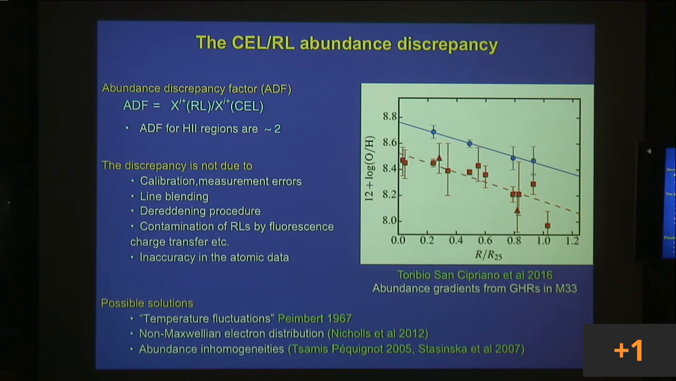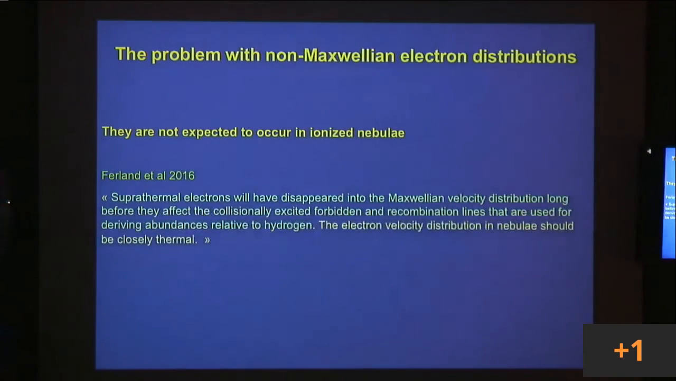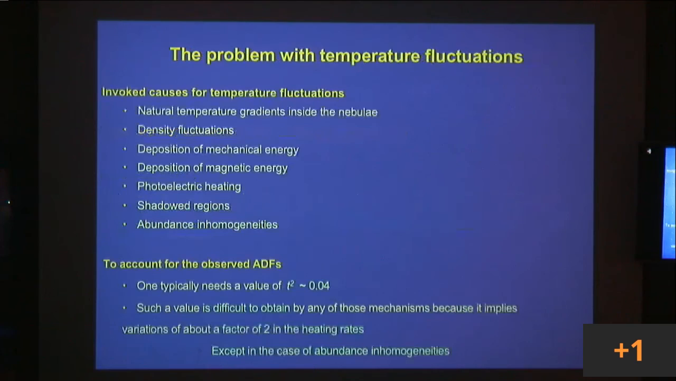Possible solutions are temperature fluctuations, non-Maxwellian electron distributions, and abundance inhomogeneities. Non-Maxwellian electron distributions have been convincingly ruled out by a recent paper by Ferland, Henney, O'Dell, and Peimbert. The problem with temperature fluctuations is not solved. You can produce temperature fluctuations by many mechanisms, but the problem is to obtain a value which is sufficient to explain the abundance discrepancy factors, and that is not solved.